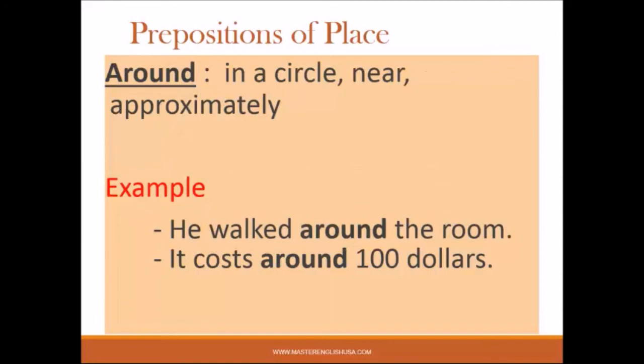Around means in a circle, or near, or approximately. For example, he walked around the room, meaning he walked in a circle in the room. It costs around $100, which means approximately. It also means near. It's near to $100, but not quite $100. I would say it costs around $100.